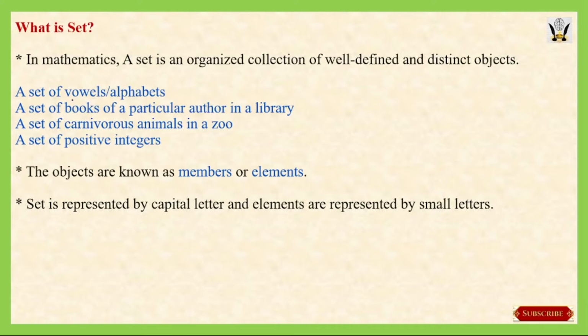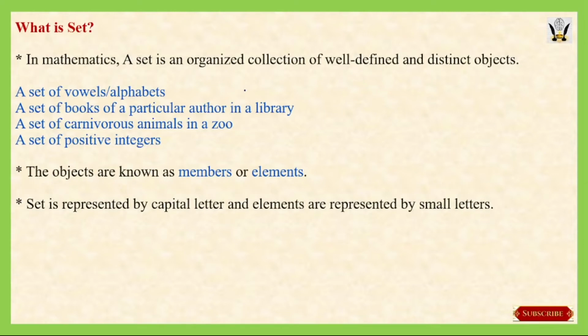Now, for example, here we can see a set of vowels or alphabets. We know that we have 5 vowels and 26 alphabets in English, so it is a good example of a set. So in a set of vowels we will have 5 elements, and in a set of alphabets we will have 26 distinct elements, and in a set of vowels all are vowels, and in a set of alphabets all are alphabets.